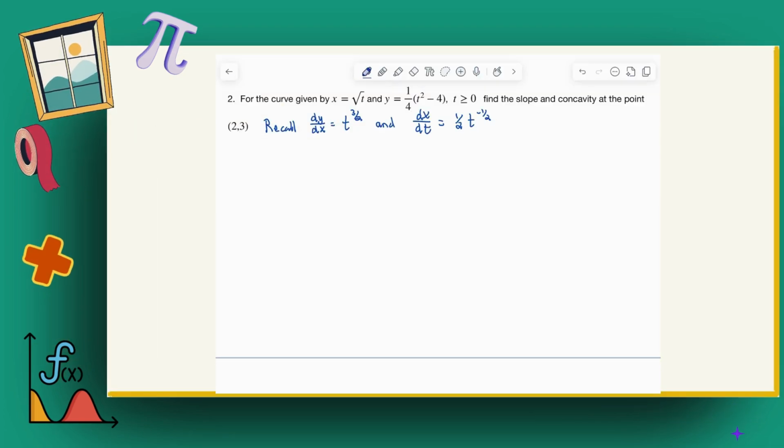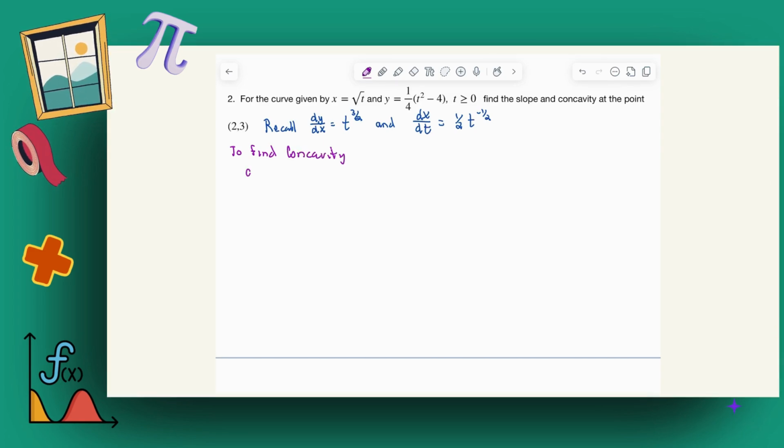Looking back at our last example, now let's do the second part where we find the concavity at the given point. So I've written some important information we already figured out in part A of this. We found our derivative of y with respect to t, and we also found our derivative of x with respect to t.